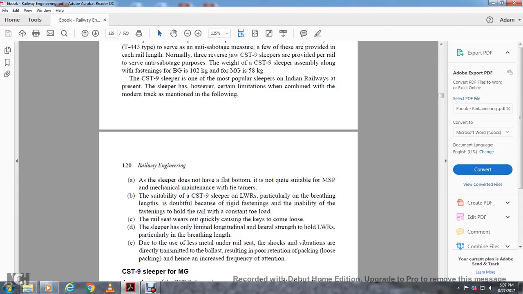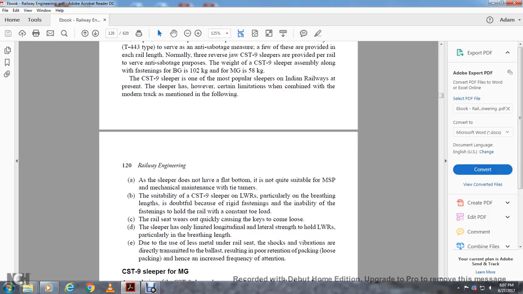The sleeper does not have a flat bottom and is not quite suitable for mechanical maintenance at high temperature. It is suitable with the CTS sleeper with the long welded rail, particularly with the breathing length, where it is doubtful whether it can recover the rigid fastening and the ability to hold the rails with a constant toe load.